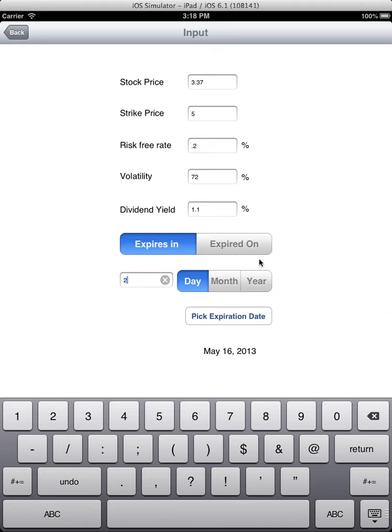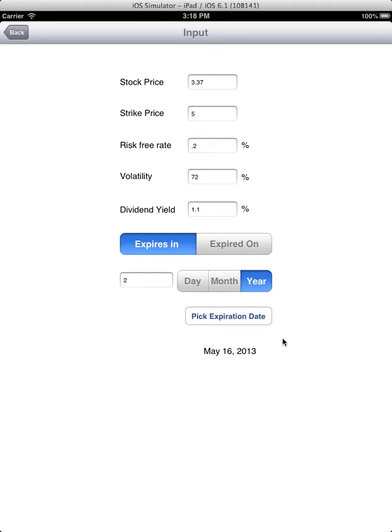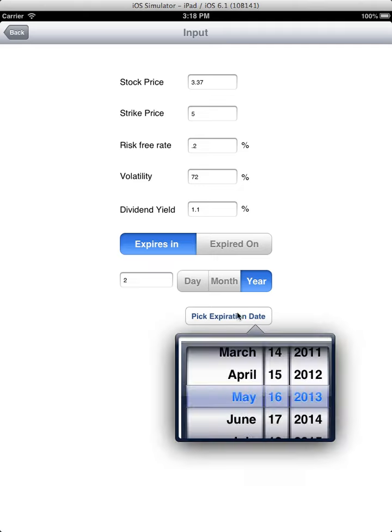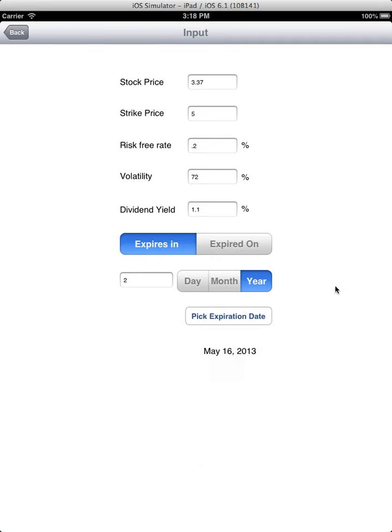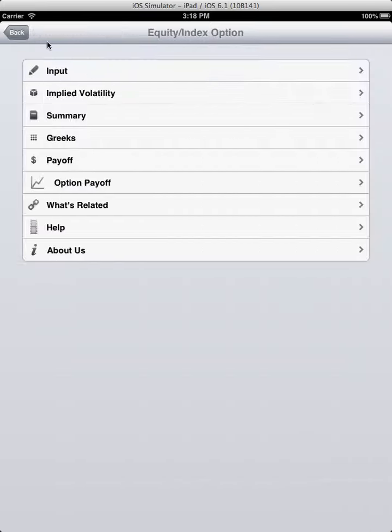And we said the option expiration can be entered two ways. Either it expires in, say, days or months or years, or expires on, then pick list can be selected. So here we said expires in 2 years. This is the input data set.